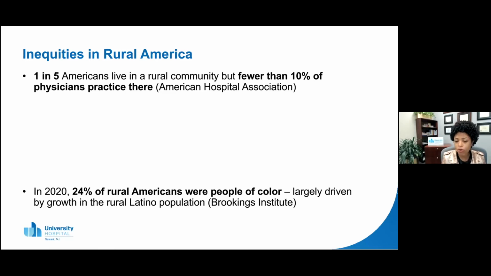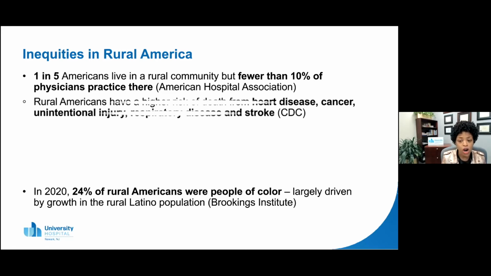Another statistic, 24% of rural Americans are people of color, and that's largely driven by growth in the Latino population. We know that we see higher levels of diversity in our urban areas, but that is a compelling number to note. We know that rural Americans have higher risk of premature death because of the following conditions.